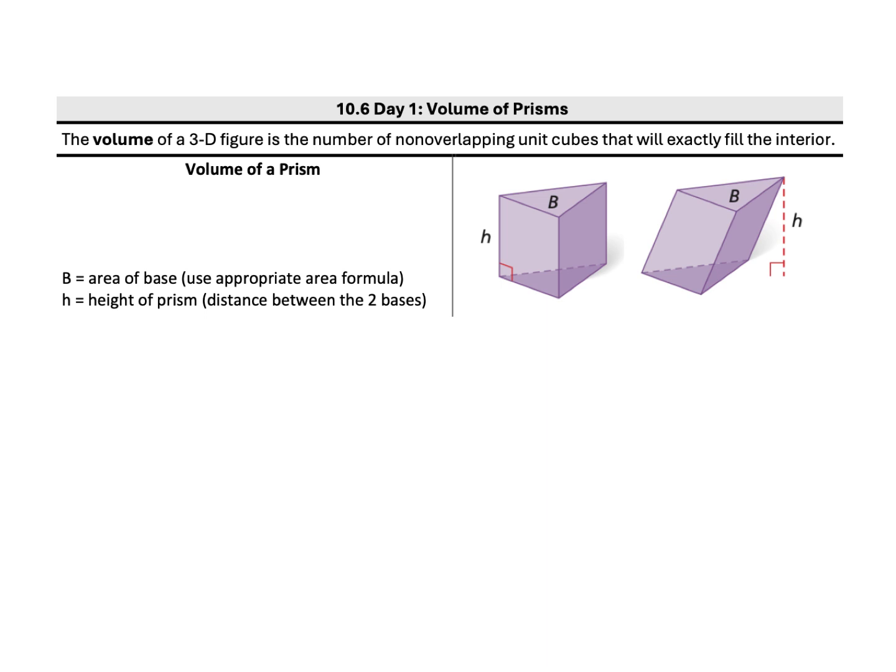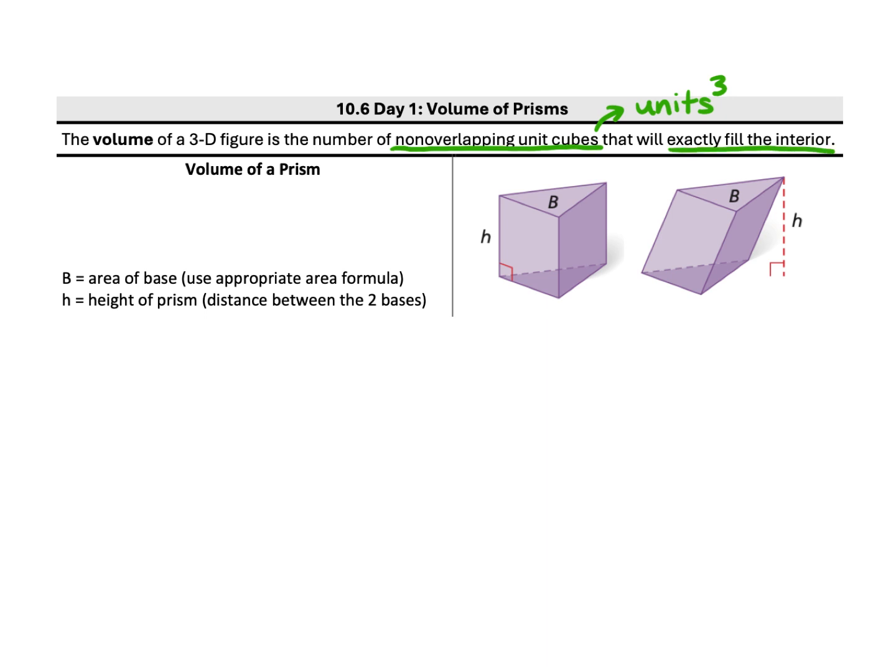Before we get to the formula, let's talk about volume. The volume of a 3D figure is the number of non-overlapping unit cubes that will exactly fill the interior. So if we were to fill up this triangular prism in the picture, it would be how many non-overlapping cubes would fill that figure. And the unit cubes might be feet, might be inches, but it will always be a unit cubed. So volume is a cubic unit, and it's the number of units that exactly fill that interior.